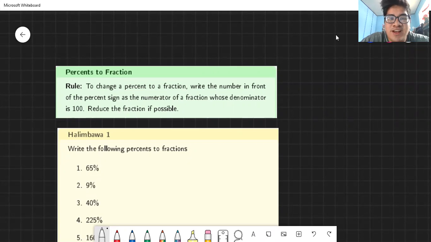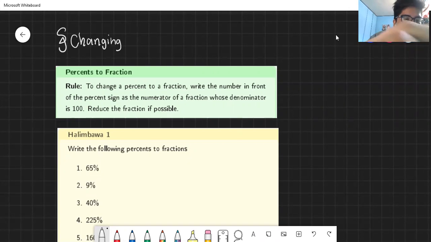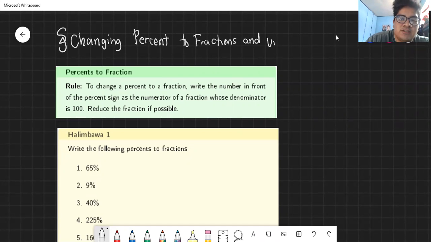Today we're going to discuss another topic in business mathematics, and that topic is changing percents to fractions and vice versa. Changing percents to fractions and fractions to percents.